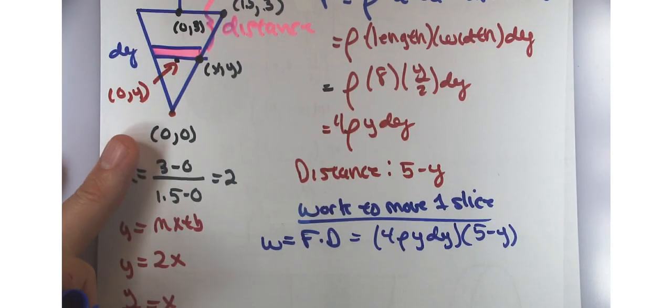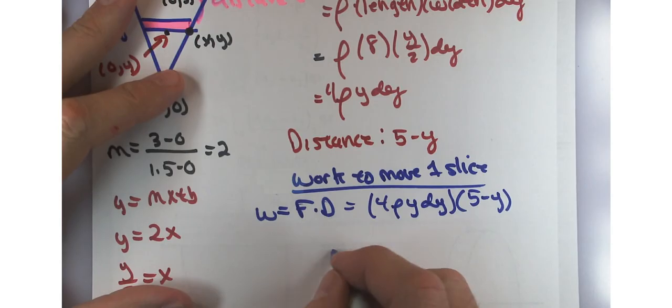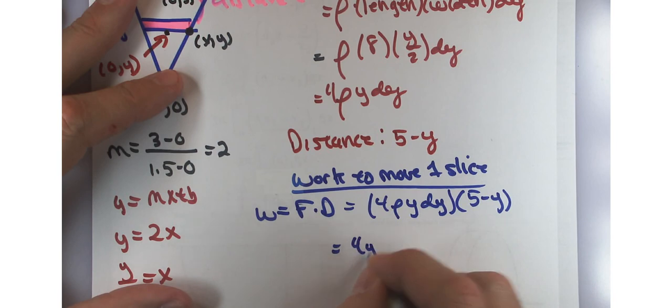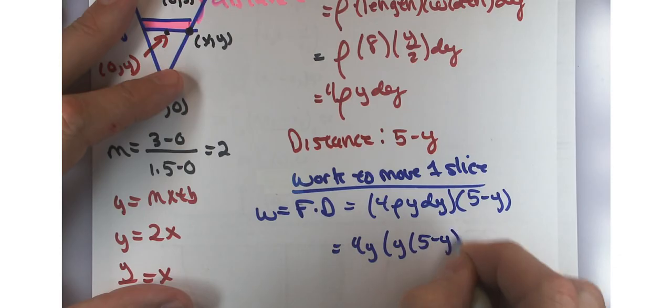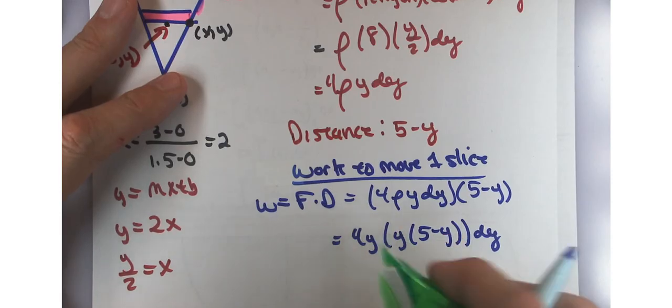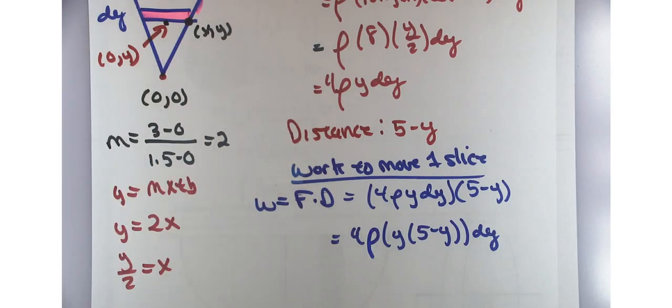I'd probably reorder this and clean it up a little bit in order to finally integrate it. So I'll take the 4 rho out front and leave behind y times 5 minus y dy. Oops, I think that should have been a rho. So, work done in moving one slice. Feels like we're doing a lot of work doing these work problems. So, let's finish this one up.